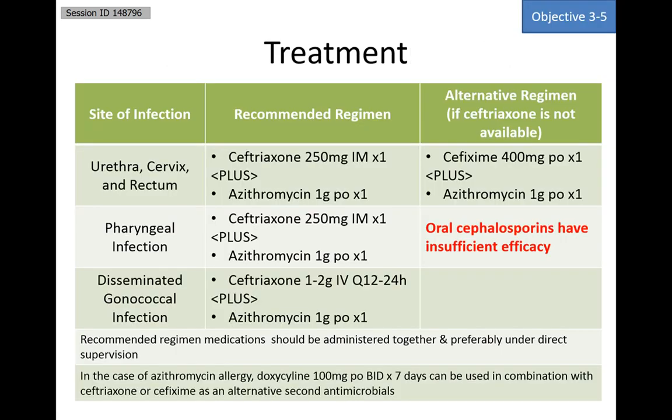So going into treatment options, the first-line agents that are recommended are, again, your backbone ceftriaxone plus azithromycin. For uncomplicated urethral, cervical or rectal infection, as well as pharyngeal infection, ceftriaxone plus azithromycin is recommended at the same dose. Cefixime can be considered as an alternative for those uncomplicated treatments. However, it's not recommended for pharyngeal infection, because oral cephalosporins have insufficient efficacy for treating pharyngeal infection.